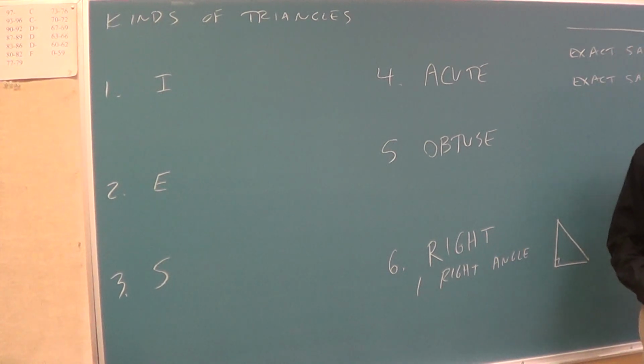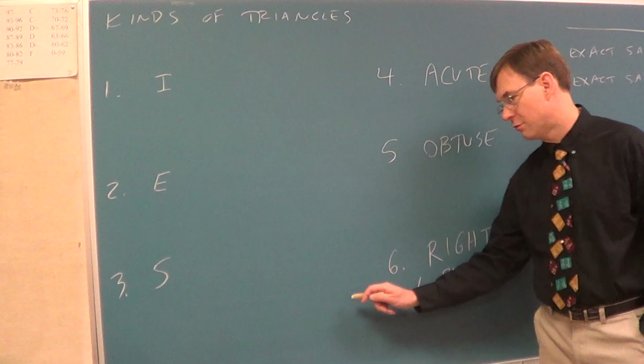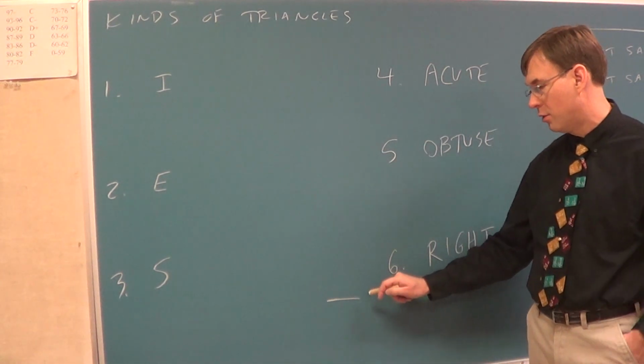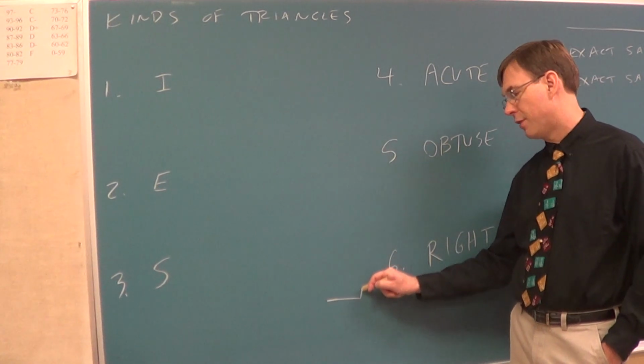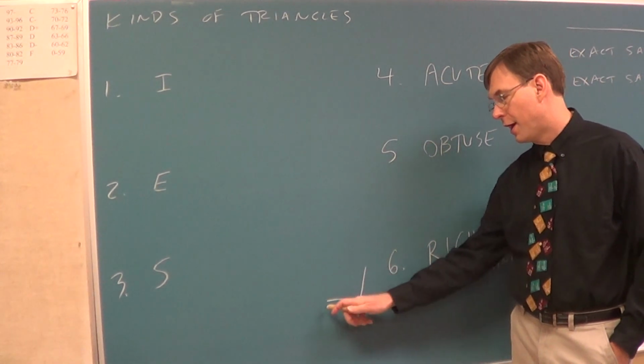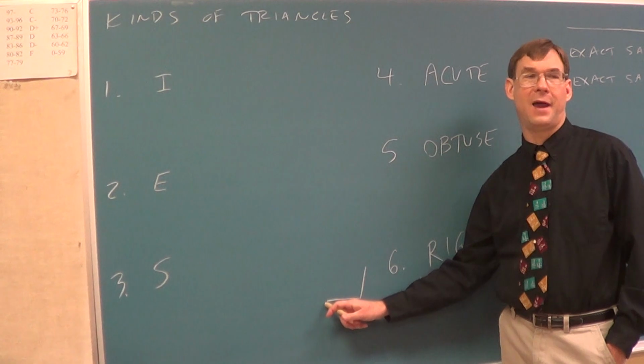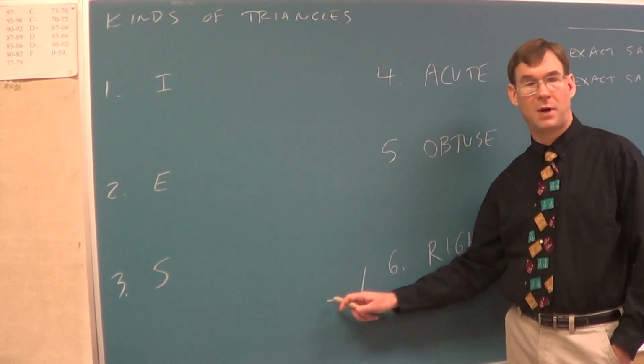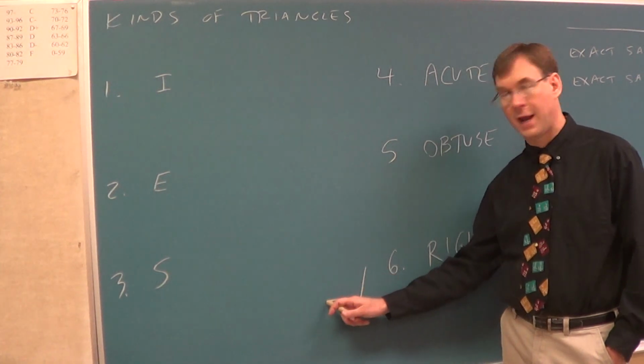You could never have 2 right angles. So here's a ridiculous drawing that I'll erase. If this was like the bottom and we tried to build a triangle by going with a right angle here and a right angle there, why would that never work out? Why can I never draw a right angle here and there?